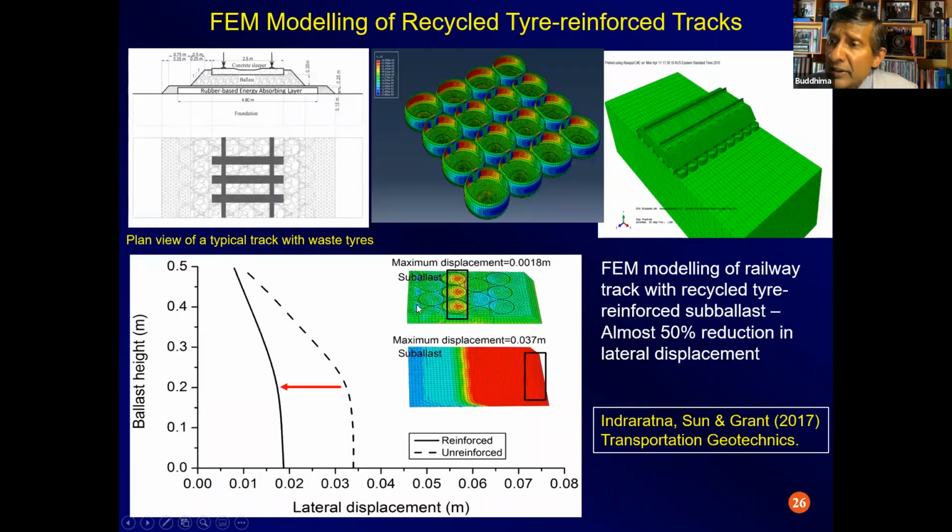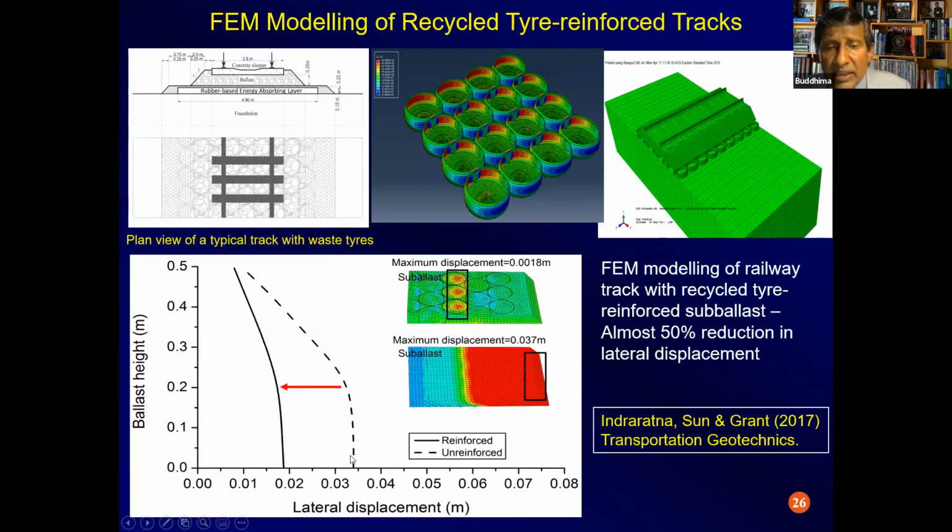This can be done, simulated also with finite element method. You can see a typical embankment, railway embankment with the rubber energy absorbing layer, which are these tires all put underneath that. And then these finite element methods such as Abaqus or Plaxis can be applied, and you can see the rubber tires here just underneath the embankment. And then you can do the analysis using the finite element method.